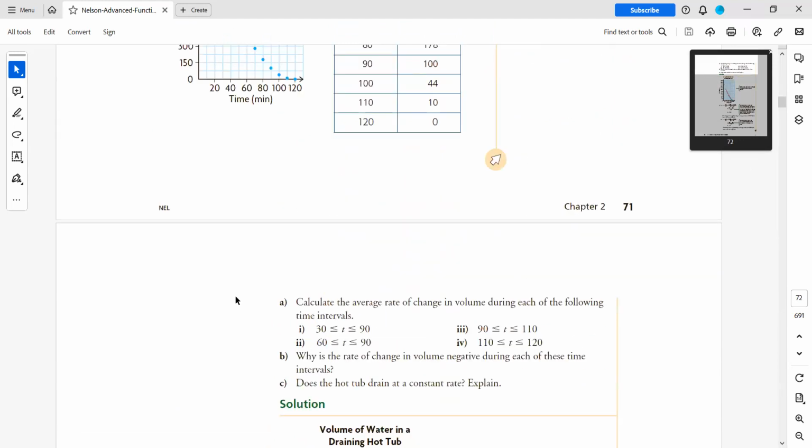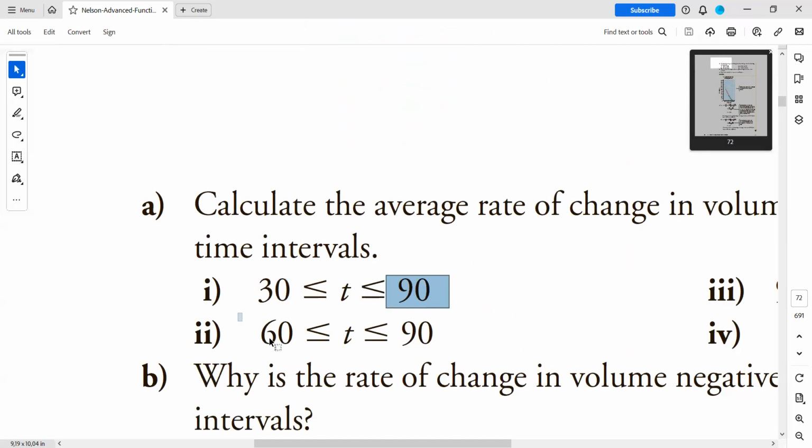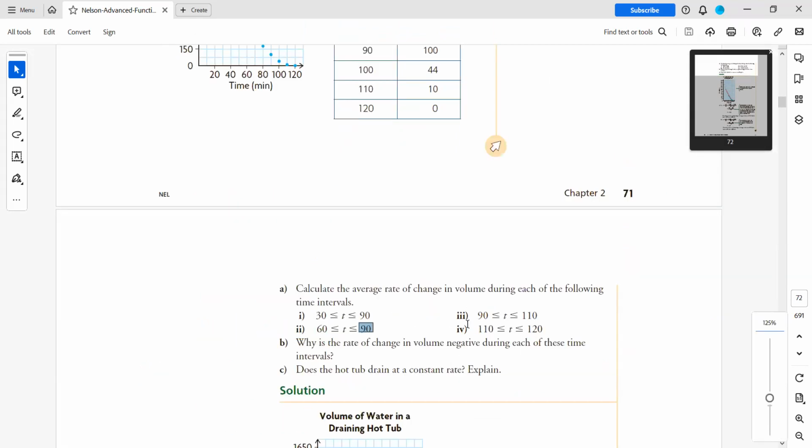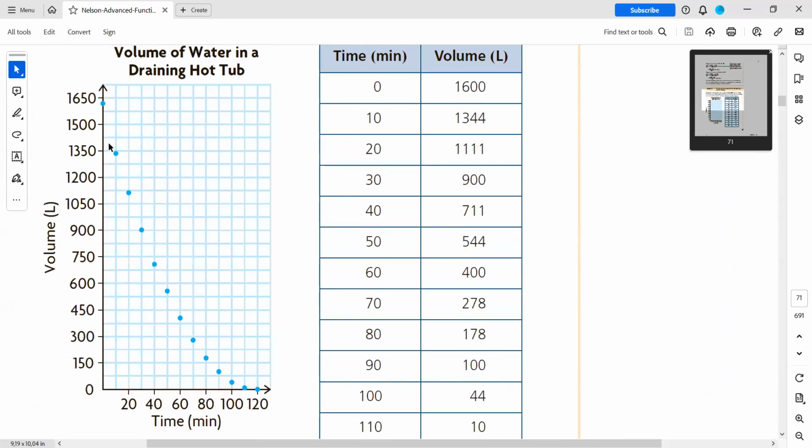So, Rana, can I ask you a question? Here, you're asked to calculate the average rate of change in volume during each of the following time intervals, from 30 to 90, from 60 to 90, etc. Could you please calculate the average rate of change from 30 to 90 minutes according to this graph? I'm going to highlight these points: 30 minutes to 90 minutes. Can you calculate the average rate of change between these 2 points?